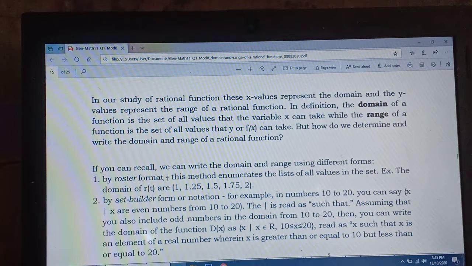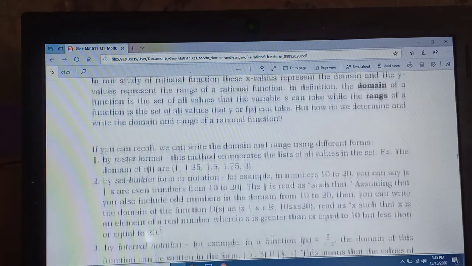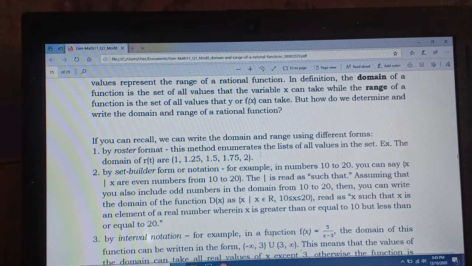We have the roster format, that is listing or enumerating all values in the set. Example, we have the domain R equal to 1, 1.25, 1.5, 1.75, and 2. You can also have set builder notation. So we have x such that x are even numbers from 10 to 20.